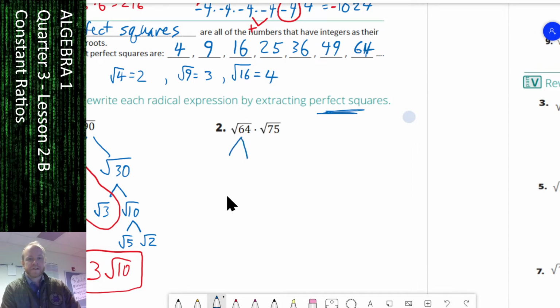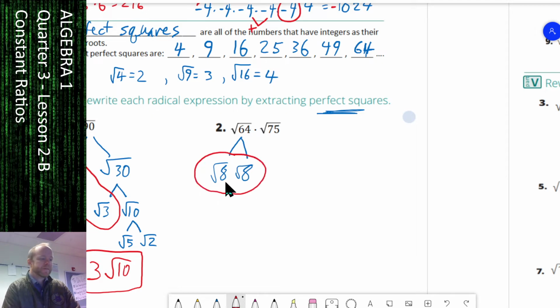We're going to take the square root of it. The number that multiplies by itself to give us 64 is 8. So we know that the square root of 8 times the square root of 8 gives us the square root of 64. And the whole goal for all of these is finding pairs of numbers. So this is really saying square root of 8 times square root of 8.